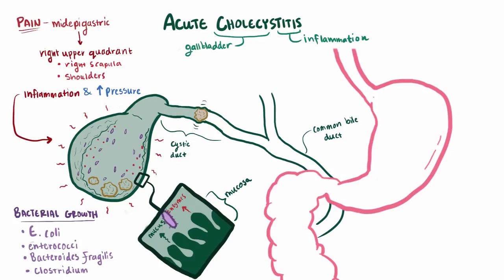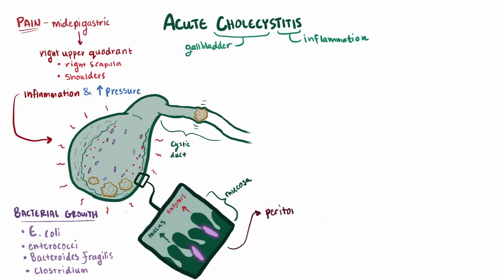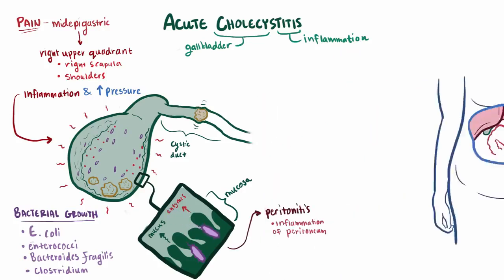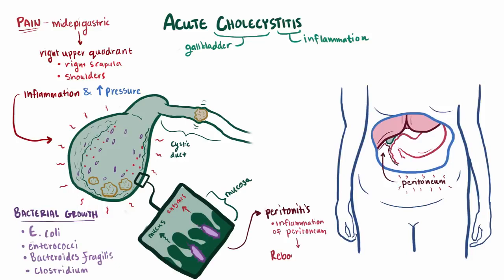After a while, bacteria starts invading into the gallbladder wall and eventually through the wall, causing peritonitis, inflammation of the peritoneum, which can cause what's called rebound tenderness, where pain is brought on when pressure is actually taken off the belly rather than when it's applied.